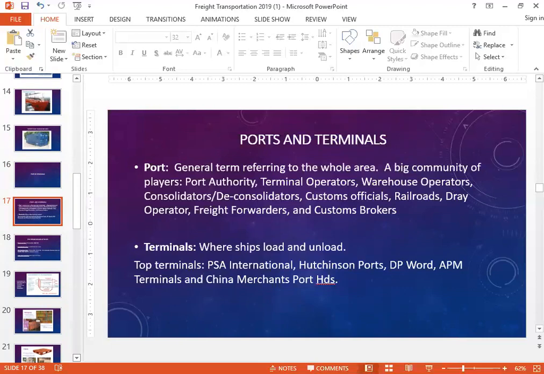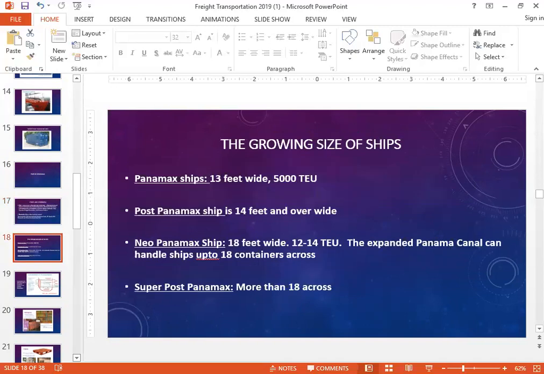Now, terminals, on the other hand, are the locations where ships are loaded and unloaded. So goods are taken off ships at terminals and goods are put on ships at terminals. There are certain top terminals around the world, including PSA International, Hutchison Ports, DP World, and China Merchants Ports. These are just some of the big ones. If you want to have a look at these, you can definitely Google them. There'll be some photos.